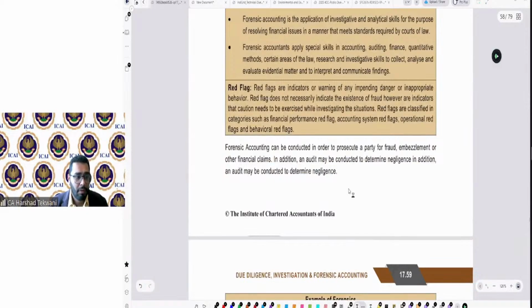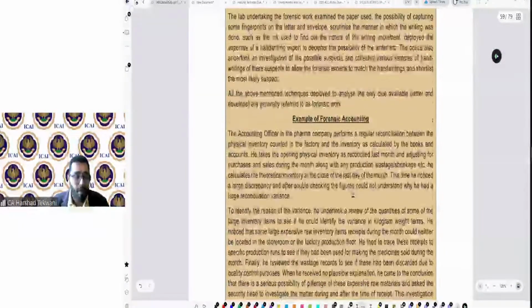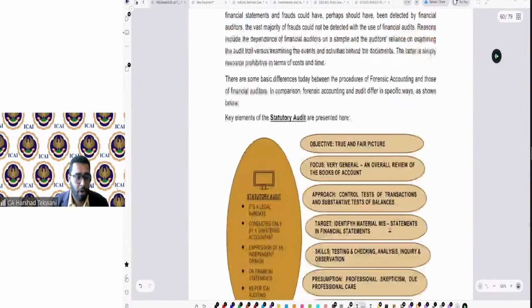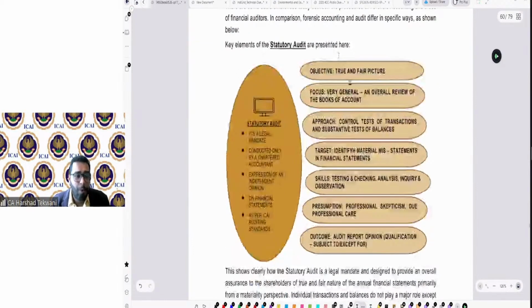Okay. So again, that depends upon what kind of assignment it is. It can be related to a fraud, it cannot be related to a fraud. Okay. So the usual objective in case of an audit is to provide a true and fair picture. Generally, it focuses on the overall books of account. An approach is the control or substantive testing of the balances, and identification of the misstatement.